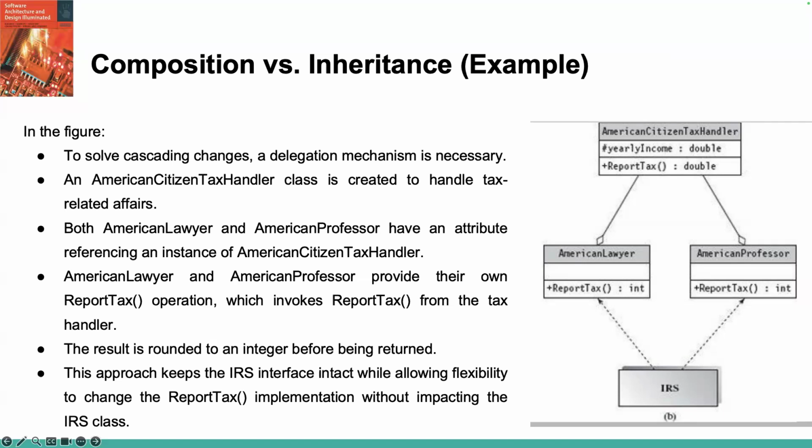Each class, American Lawyer and American Professor, implements its own reportTax operation. However, instead of calculating the tax directly, they delegate the task to the American Citizen Tax Handler by invoking its reportTax method. The result is then rounded to an integer before being returned. This delegation approach ensures that the IRS class, which collects tax, remains unaffected. The IRS interface is kept intact, while the flexibility to change the reportTax implementation is preserved within the handler class. By decoupling the IRS from the direct tax calculation, we reduce the risk of cascading changes when the method evolves.